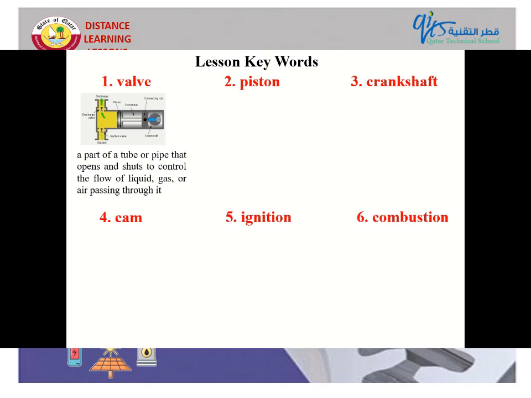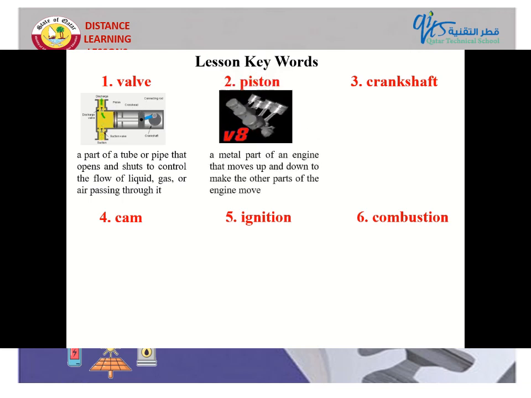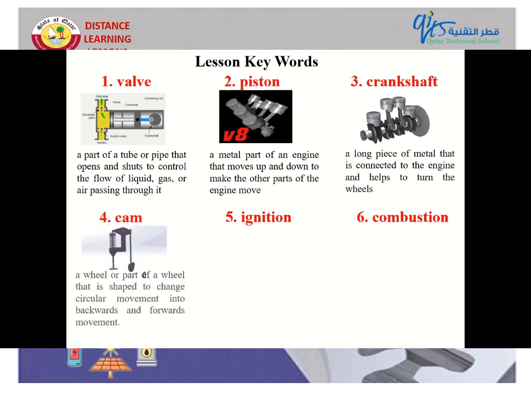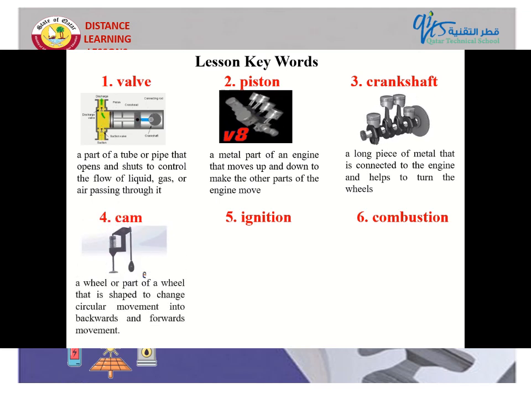A valve is a part of a tube or pipe that opens and shuts to control the flow of liquid, gas, or air passing through it. A piston is a metal part of an engine that moves up and down to make the other parts of the engine move. Crankshaft is a long piece of metal that is connected to the engine and helps to turn the wheels. A cam is a wheel or part of a wheel that is shaped to change circular movement into backwards and forwards movement.